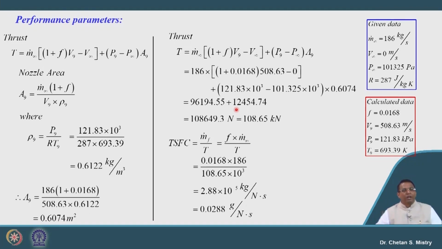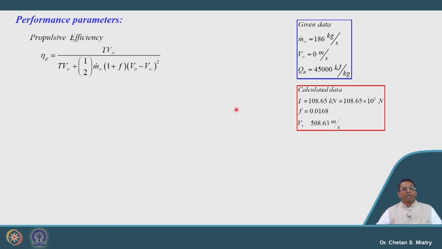Now, our required parameter of interest, being an engineer, is in terms of efficiency. So, let us do the calculation for the efficiency. Very first, the propulsive efficiency, which is given by T into V infinity divided by T into V infinity plus the change of kinetic energy. Here in this case my V infinity is 0, that is why my propulsive efficiency is coming to be 0.